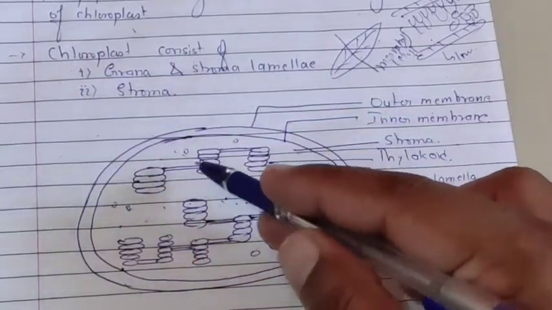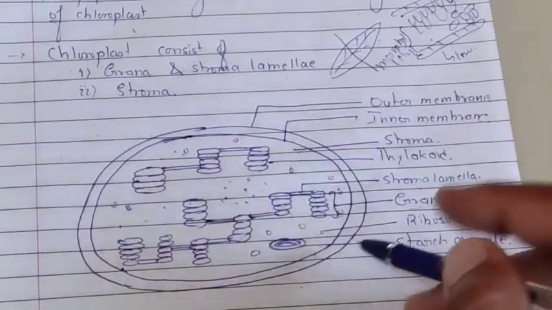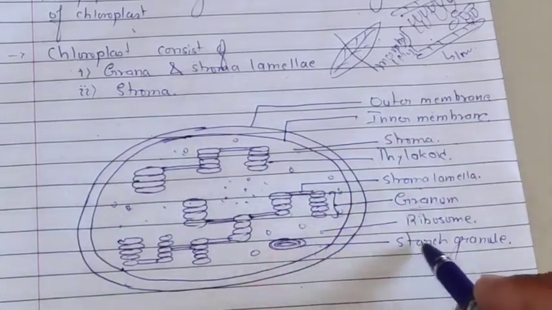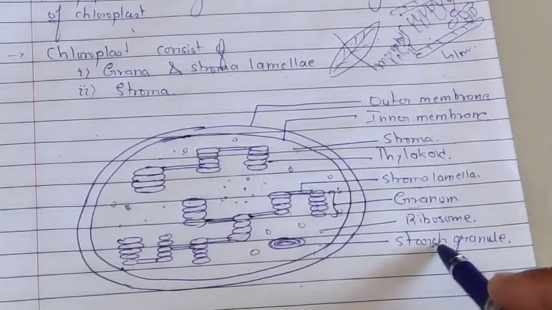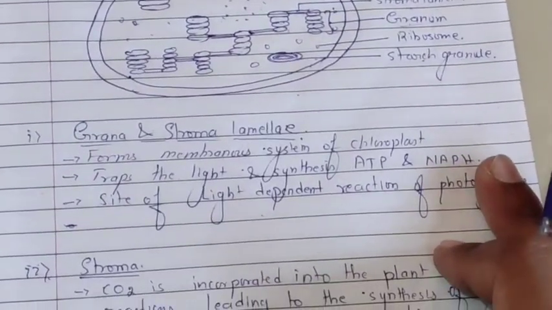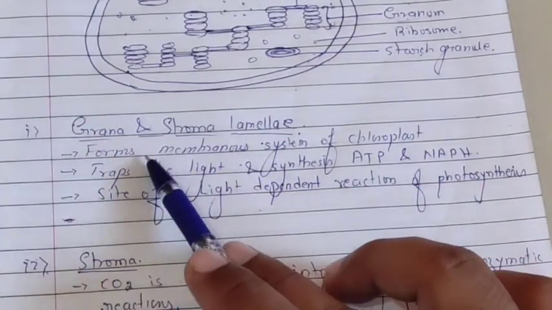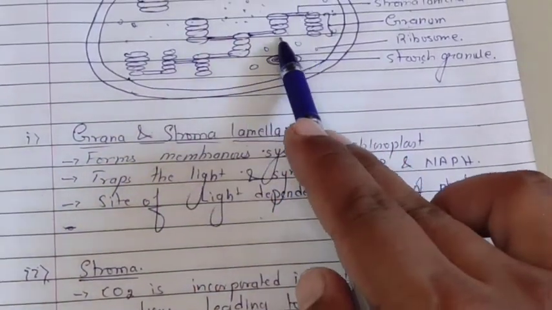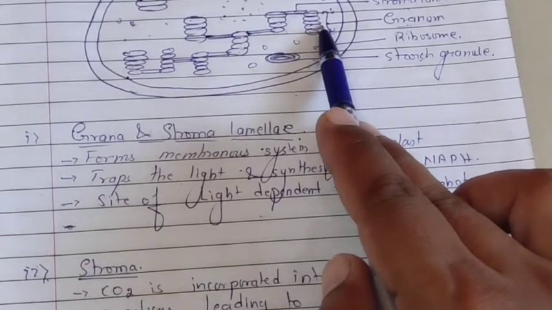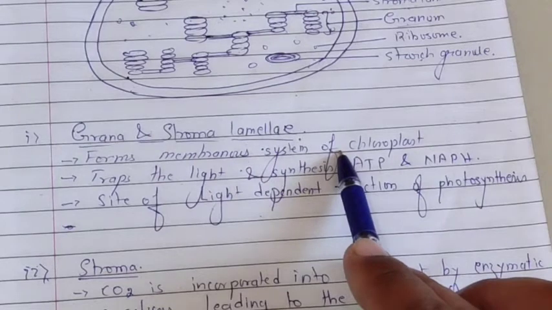Stroma is the semi-fluid matrix. Apart from that, you can see the ribosomes and the starch granules. Okay, so let us have a look at the structures in detail. Grana and stroma lamella are membrane bound structures present inside the chloroplast, so they form the membranous system of the chloroplast.